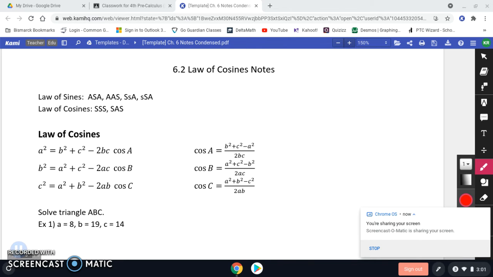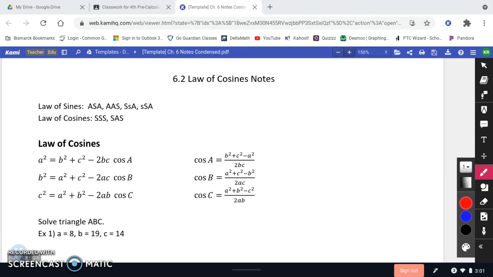All right, we're going to be talking about law of cosines. This works similarly to law of sines. So you have just different versions of this first formula. Each of these are solved for a different side. And then in the second column, you have that same equation solved for an angle measure.